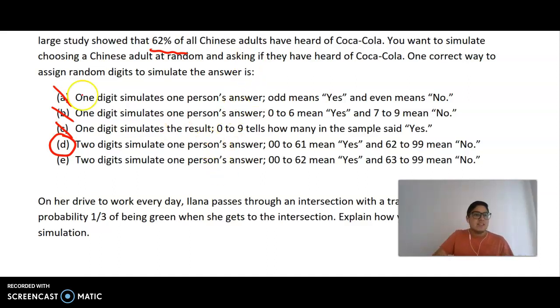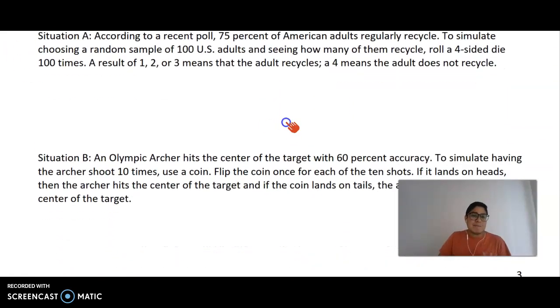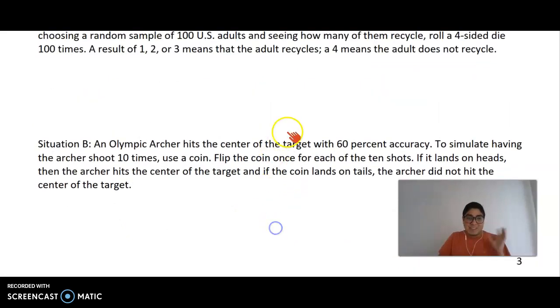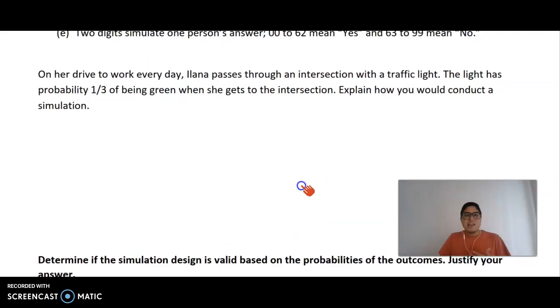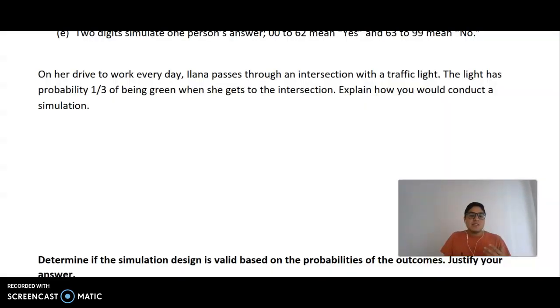All right, so here's a few examples to check out some simulations, designing them and whatnot. On the AP exam, you do not have to get this crafty. It's a very weird concept at first. You, again, just need to carry out the following. Describe how you would simulate one trial. Are you flipping a coin, using a random digit table, random number generator, or some other way? Conduct many trials and then use those to answer the question.